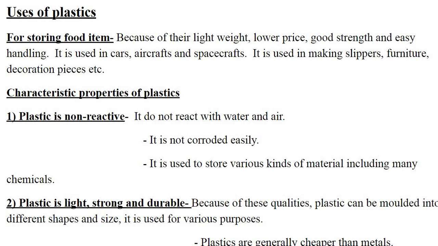Next we will see uses of plastics. Plastics are highly useful as well as highly dangerous material. Here you will see in which areas we use plastics. Mainly, if you search in your surroundings or in your house, you can see a variety of plastic materials. It is used mainly for storing food items, water, milk, pickles, dry food, etc. Plastic containers are very convenient because of their light weight, lower price, good strength and ease of handling. It is very light when compared to metals. So, because of that reason, plastics are used in cars, aircraft and spacecraft. It is also used for making articles like slippers, furniture, decoration pieces, etc.